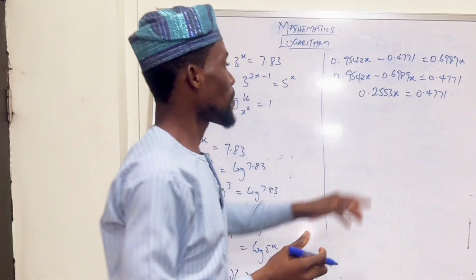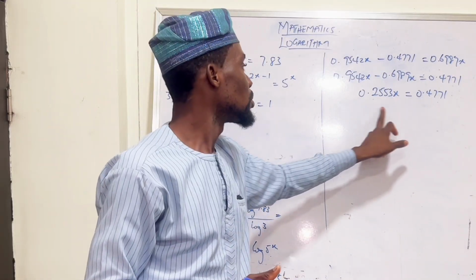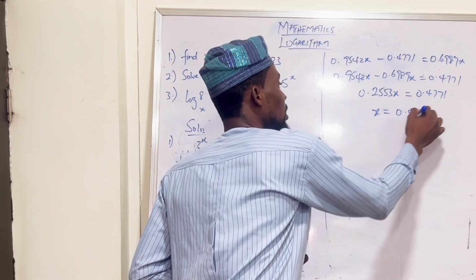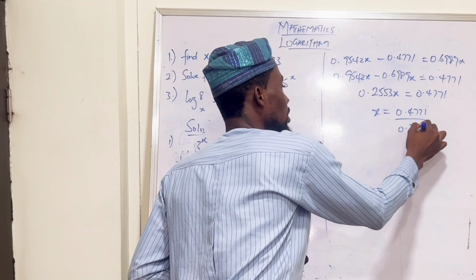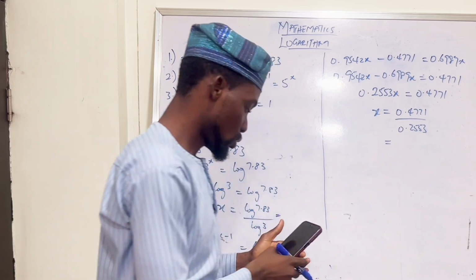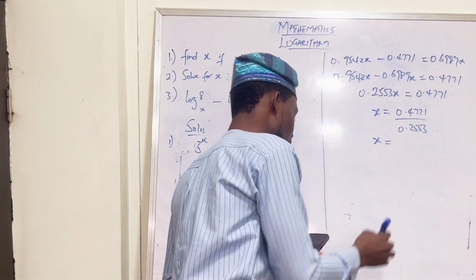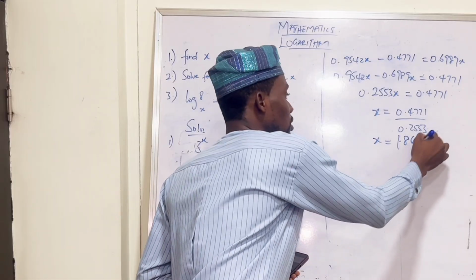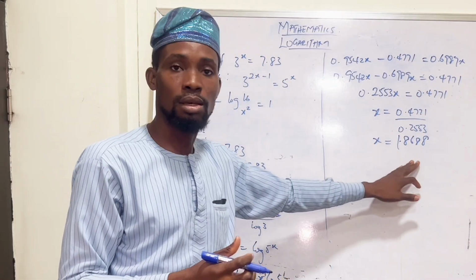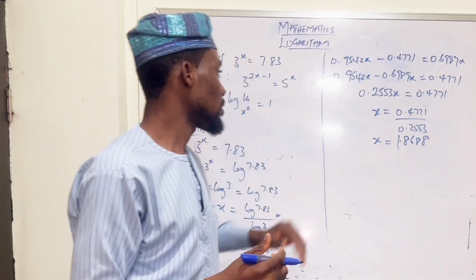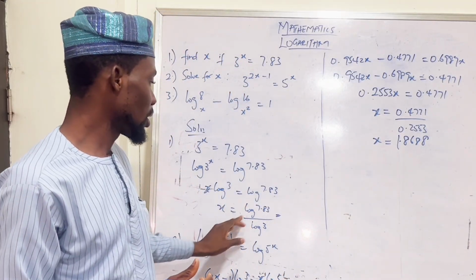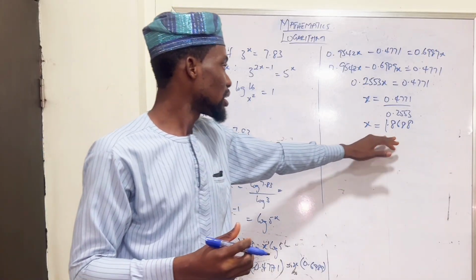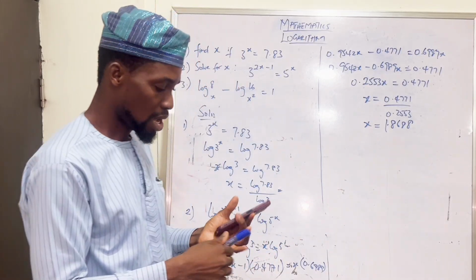And you know what to do here? Divide both sides by 0.2553. So I leave my answer to be 0.4771 over 0.2553. My x now gives us 1.86878 or 1.8688. This is my answer for this. When you divide this, whatever you get, that's the right answer: 1.8688.